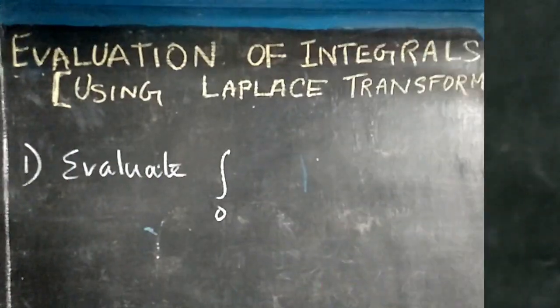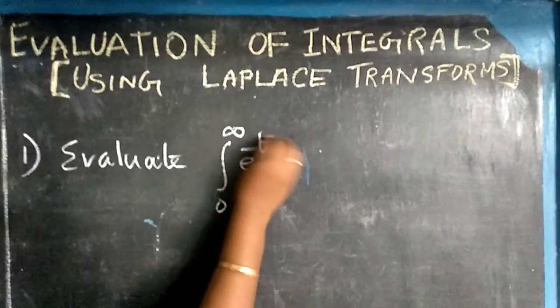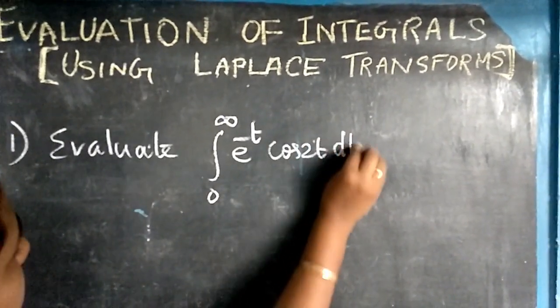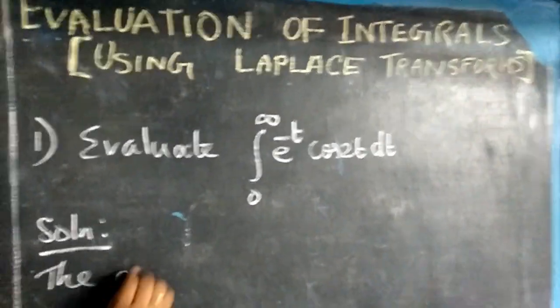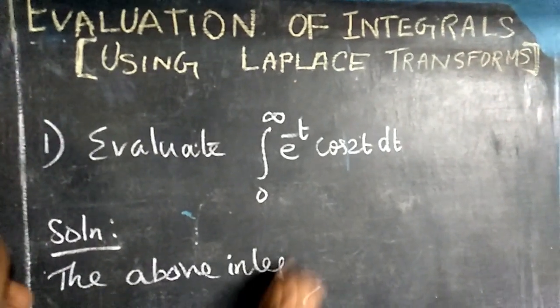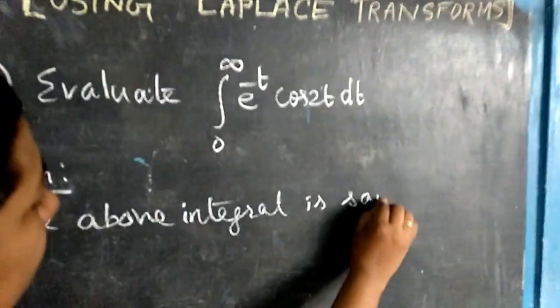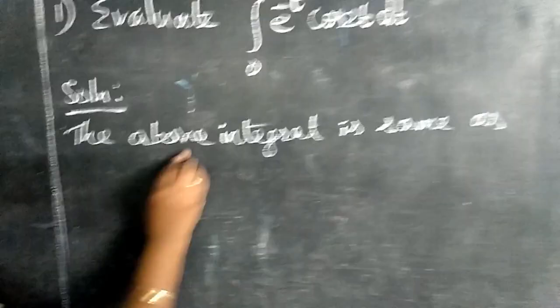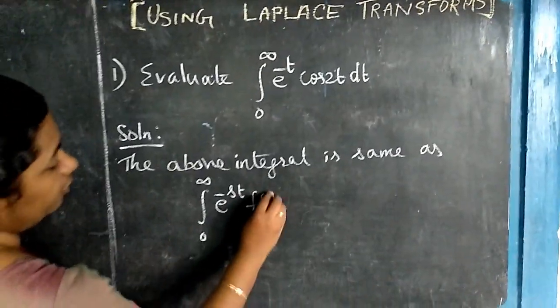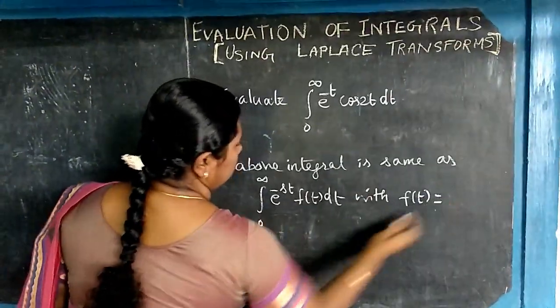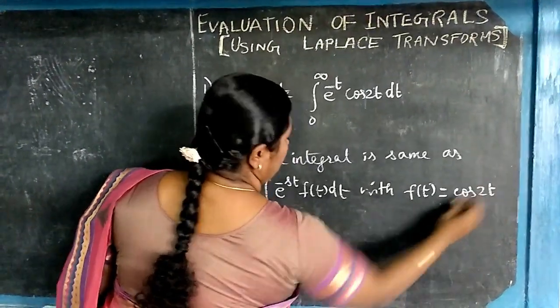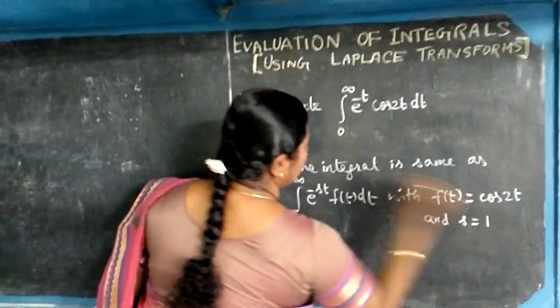In this lecture, we learn how to evaluate integrals using Laplace transform techniques. Evaluate the integral from 0 to infinity of e power minus t cos 2t dt. The above integral is the same as the integral from 0 to infinity of e power minus st f of t dt, with f of t equal to cos 2t and s equal to 1.